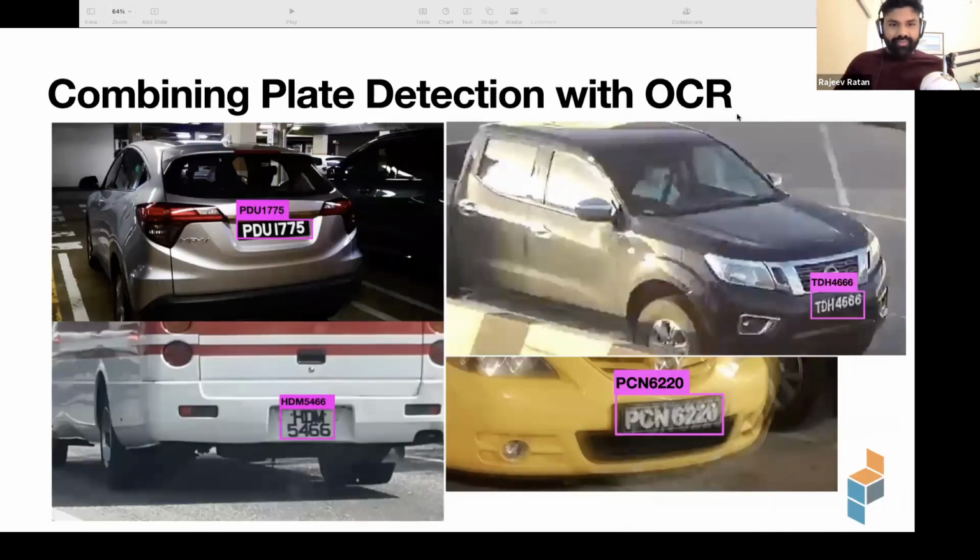So now, when we combine the plate detection with OCR, these are some examples of images I tried, and it actually got all of these right, which is quite good. Even though they're not super hard, these two on the other end were fairly hard, and it got them perfectly right.